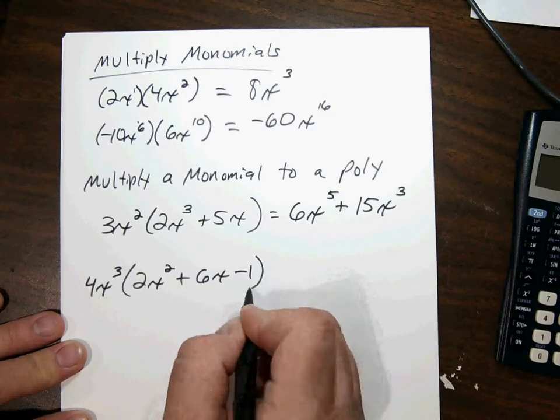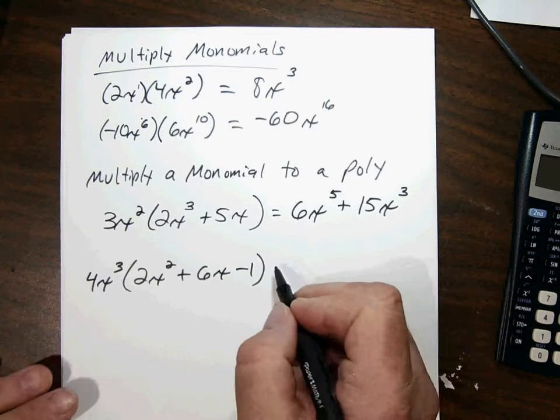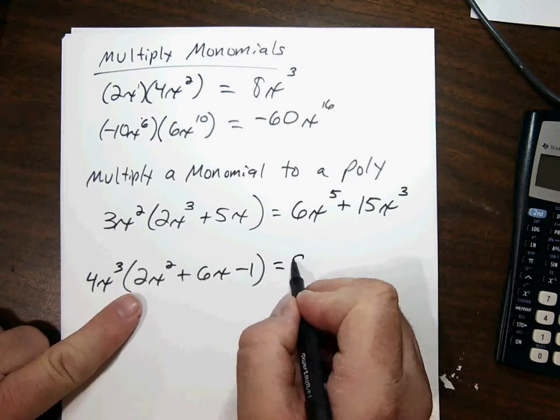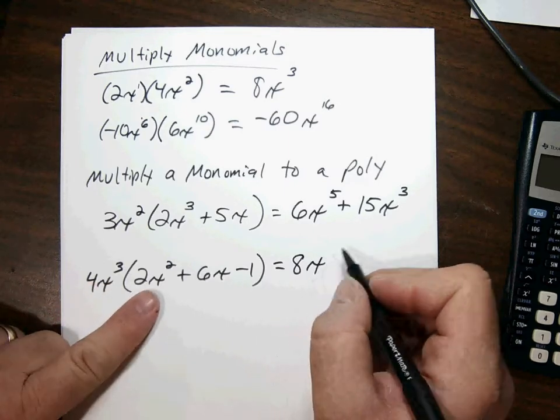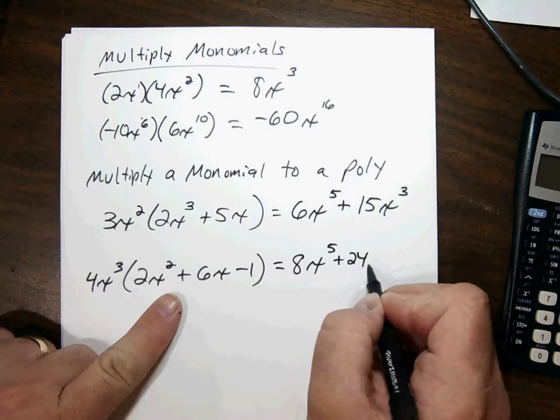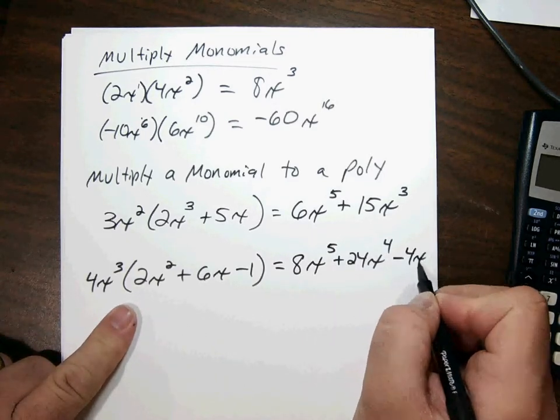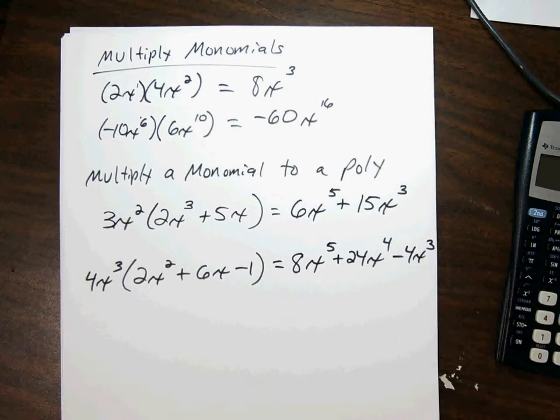How about this one? Now I got a trinomial in there. It doesn't matter. I'm going to take that monomial out front and distribute it across. So I'm going to get 8x to the 5th power plus 24x to the 4th power minus 4x cubed. Okay, all good there, I hope.